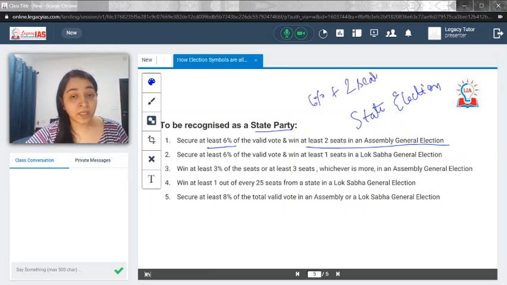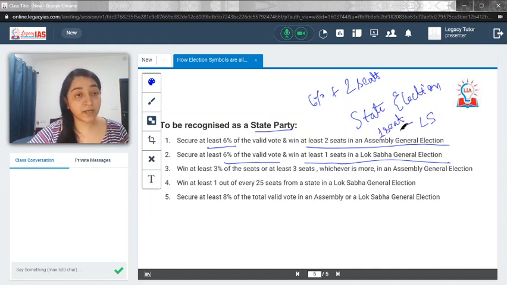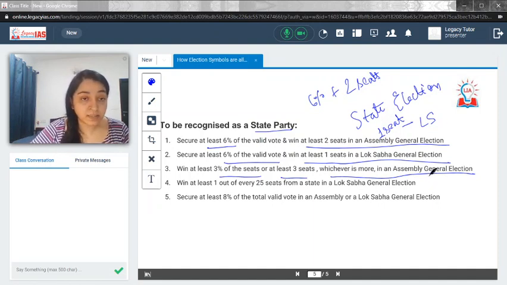Next is 6% valid vote and at least 1 seat in Lok Sabha general election. So even if it is not 2 seats, at least 1 seat should be there in the Lok Sabha general election. They should have 6% valid vote in the general election as well as win 1 Lok Sabha seat. Then win at least 3% of the seats or at least 3 seats, whichever is more, in the general assembly election. So if you are winning around 3% of seats, you could be recognized as a state party.